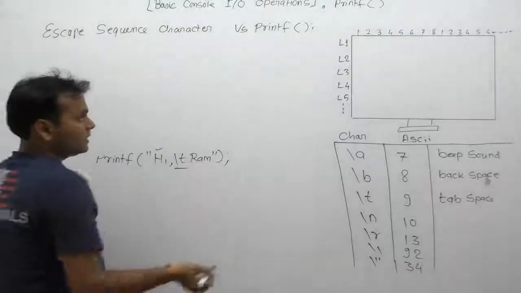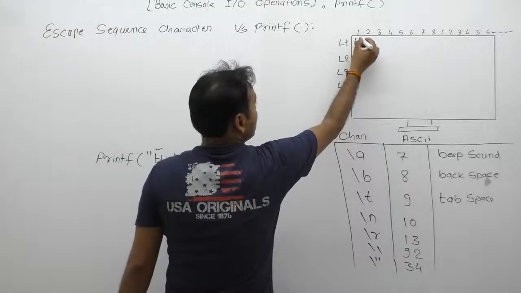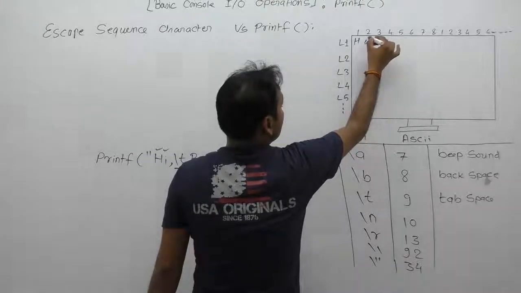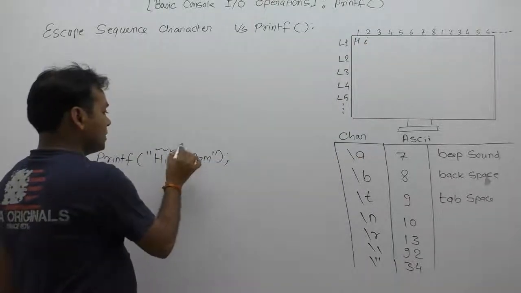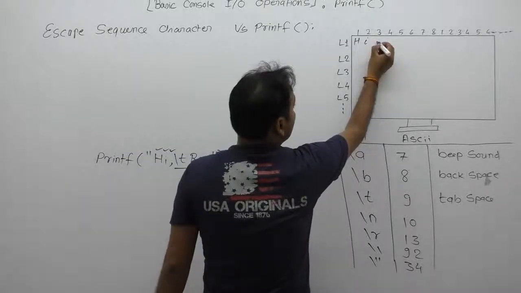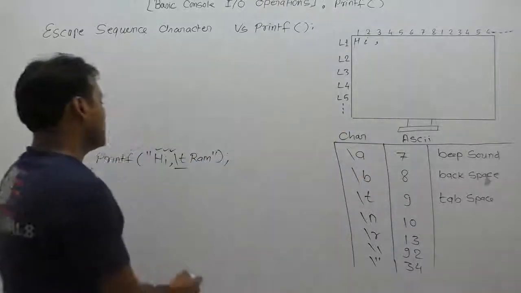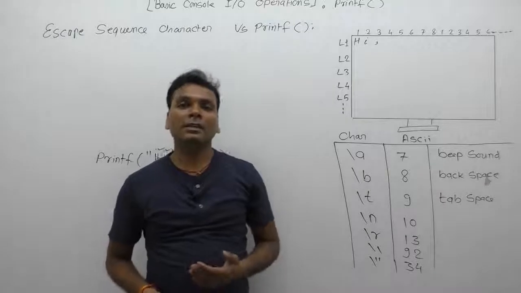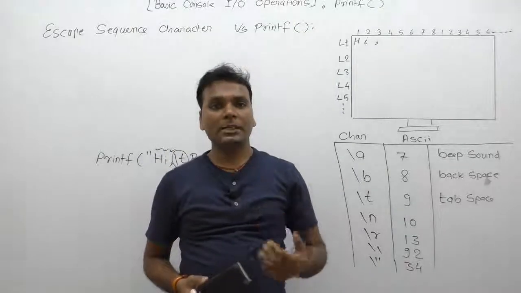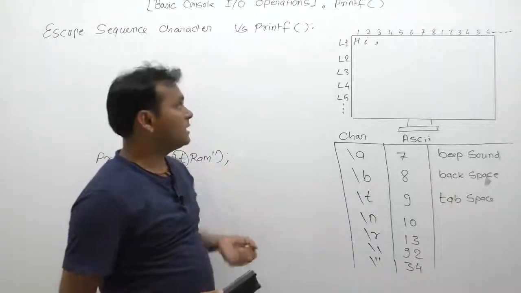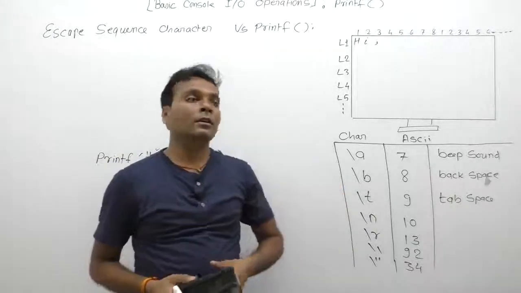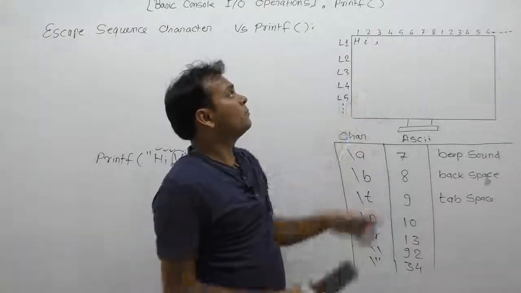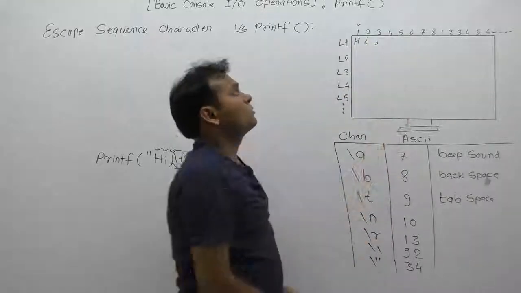Here H is printable, therefore H will be printed in the first position. Next one, I. I is also printable, therefore I is printed in the next position. Next one, comma. Comma is also printable, therefore in the third position the comma is printed. Next one, slash T. As we know, slash T is not a printable character, it simply represents a tab space. According to slash T, the cursor will be moved after the 8th position, but this position is counted from the first position onwards, not from the current position.